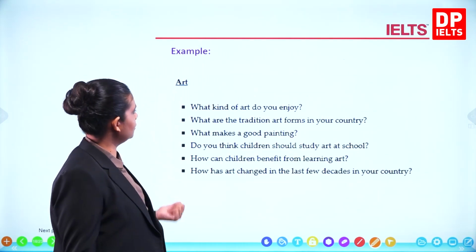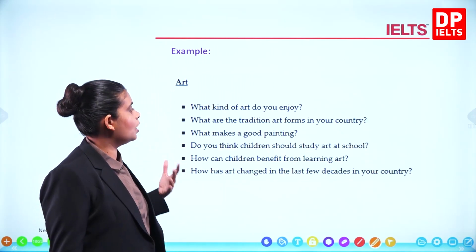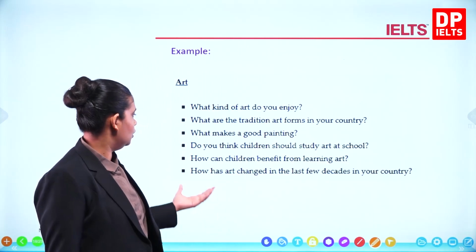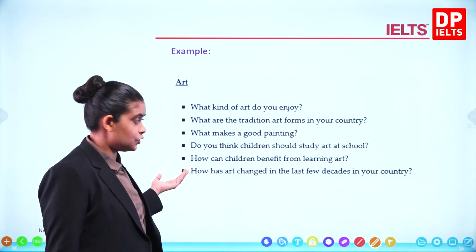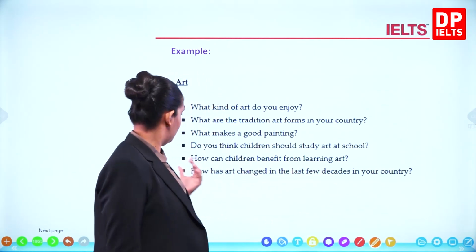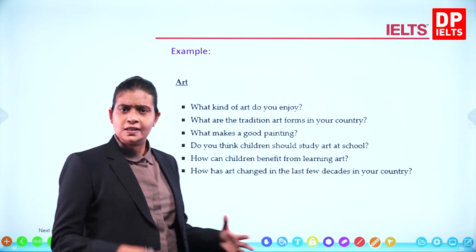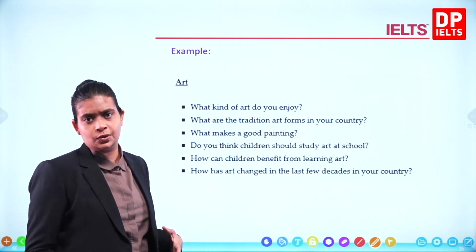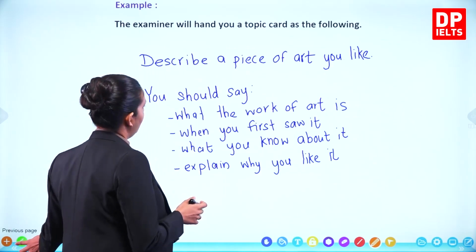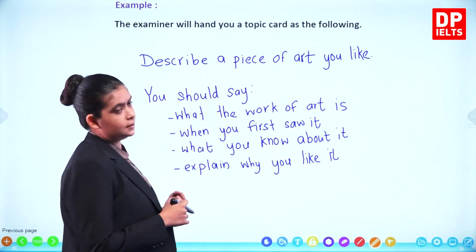So, here are some of the questions. What kind of art do you enjoy? What are the traditional art forms in your country? What makes a good painting? Do you think children should study art at school? How can children benefit from learning art? How has art changed in the last few decades in your country? So these are some of the questions they could ask you if you had this kind of card as a part 2 topic card. Okay?